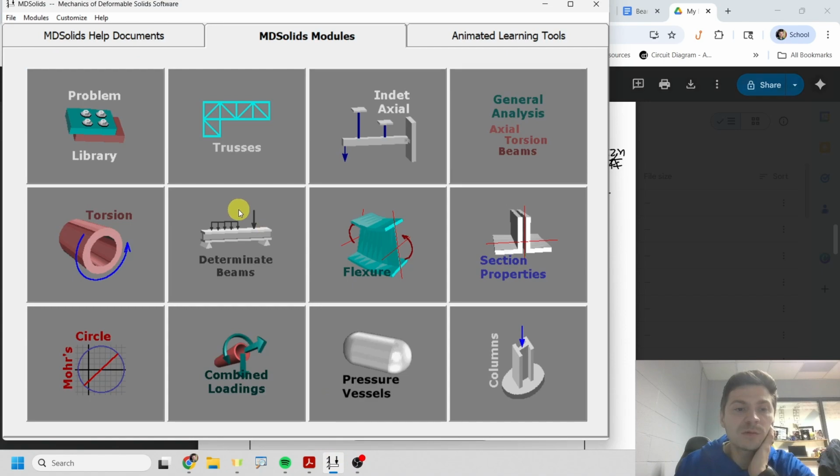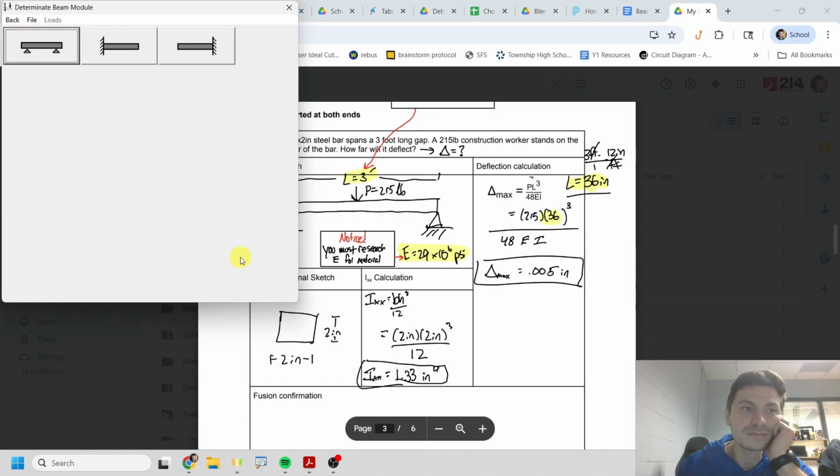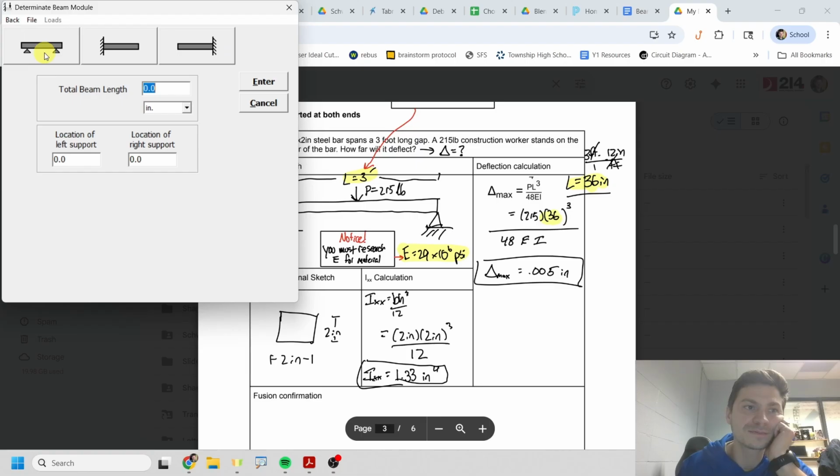So in MDSolids, what we are talking about is a determinate beam. So I'm going to click on this one. And it is supported with two ends. It is not cantilevered, which is what these two are. So I'm going to click on this one. The total beam length. Now I'm going to keep everything in inches like I did here. You could change it to feet or meters, but I'm going to keep it in inches. So if it's 3 feet, I know that's 36 inches. And then left and right support.